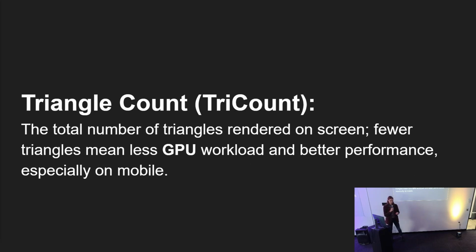Next, we have the triangle count. Every mesh on screen is made out of triangles. The more triangles that we have, the more detailed we can make our meshes. If we have a sphere, for example, the more triangles in the sphere, the smoother the sphere will be. As we remove triangles, the sphere will become a lot more jagged and lower quality, but it's a lot easier for the GPU to actually render.